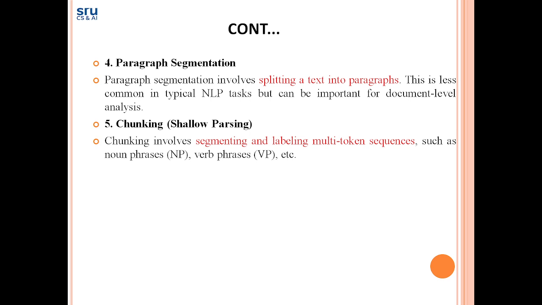Paragraph segmentation involves splitting a text into paragraphs. It is important for document level analysis. Chunking involves segmentation and labeling of multi-token sequences such as noun phrases, verb phrases, etc.